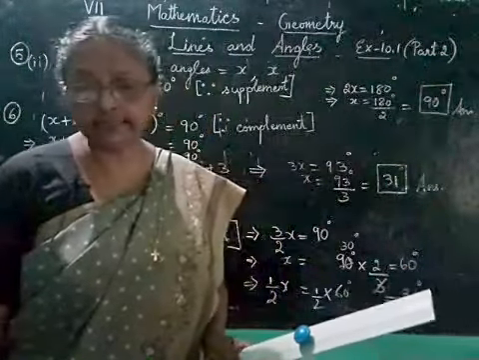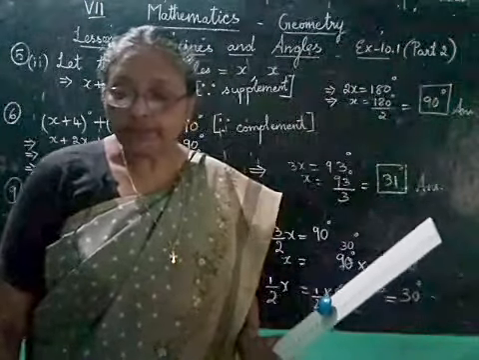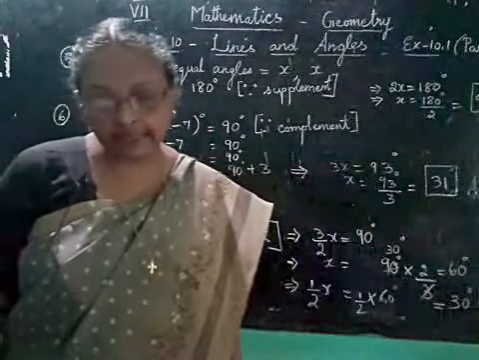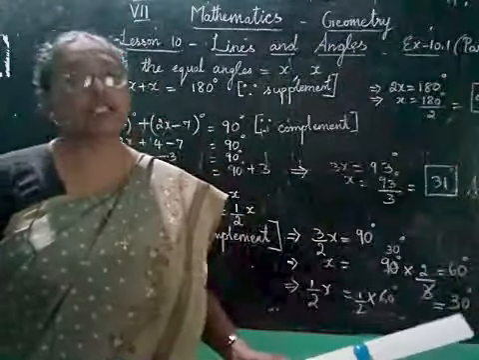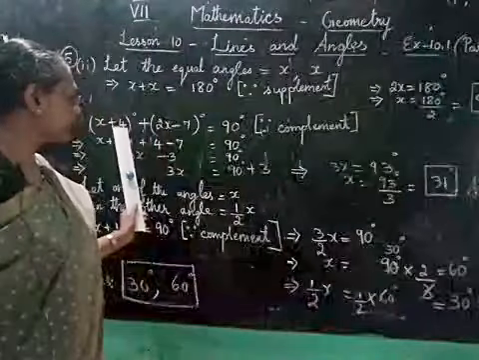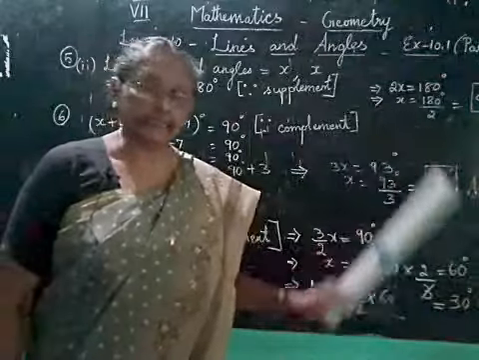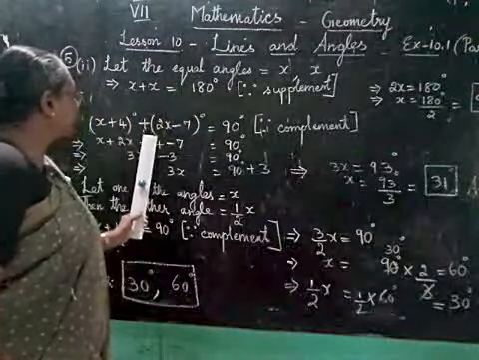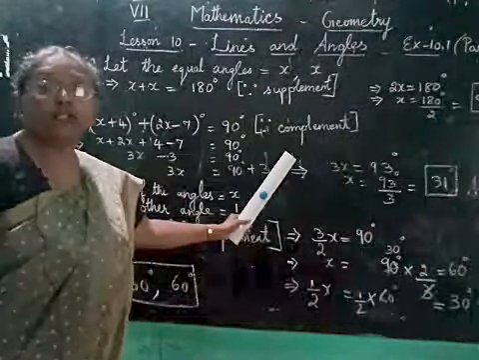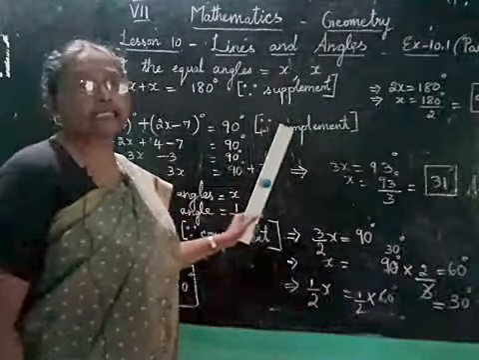Now you can see the sixth sum. Two complementary angles are x plus 4 degrees and 2x minus 7 degrees. Find the value of x. We are given that two angles are complementary. That means their sum will be 90 degrees. So x plus 4 degrees plus 2x minus 7 degrees is equal to 90 degrees because they are complement. Since complement, we have to add them and it will be equal to 90 degrees.